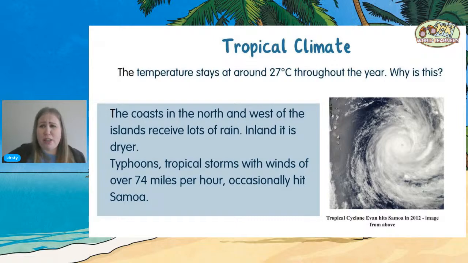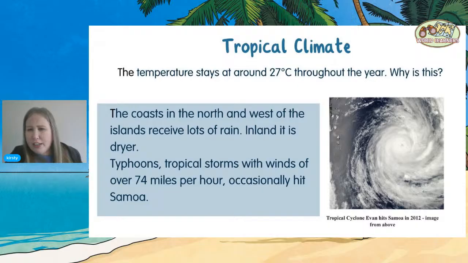Do you remember our cycle? The warm air rising up, the colder air rushing in, that cycle that can build to a tropical storm or a typhoon. So going back to this question, we've been having a think about it. Why does the temperature stay consistent throughout the year?